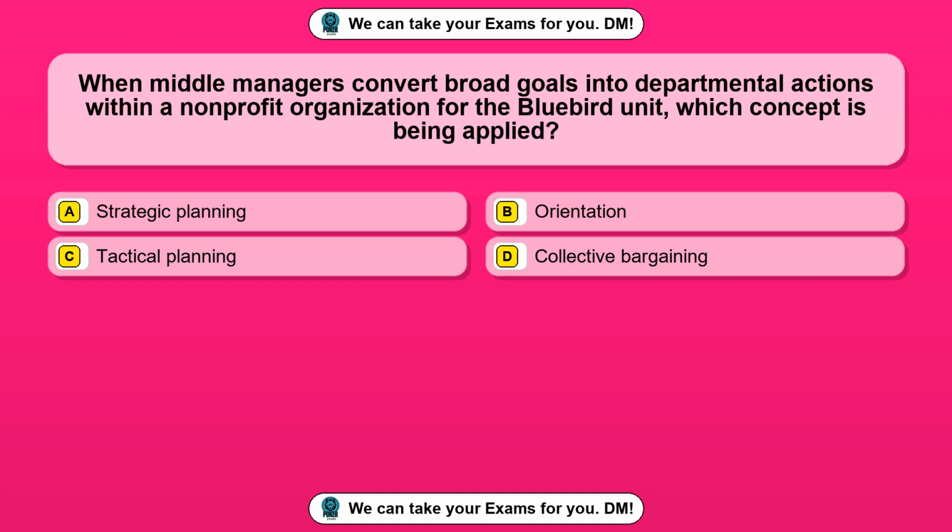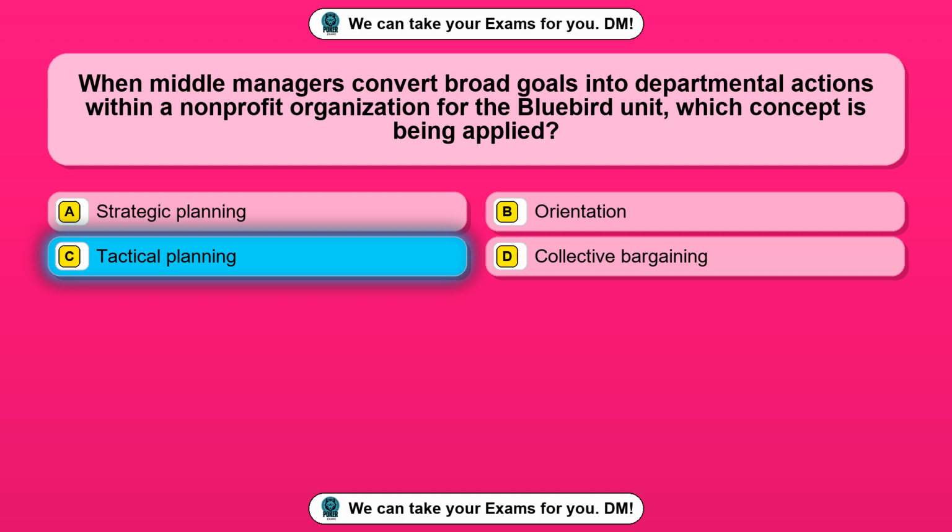Question 5. When middle managers convert broad goals into departmental actions within a nonprofit organization for the Bluebird unit, which concept is being applied? Option A. Strategic planning. Option B. Orientation. Option C. Tactical planning. Option D. Collective bargaining. The correct answer is option C.